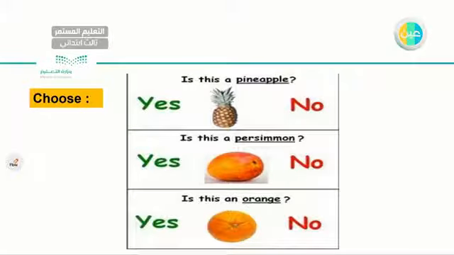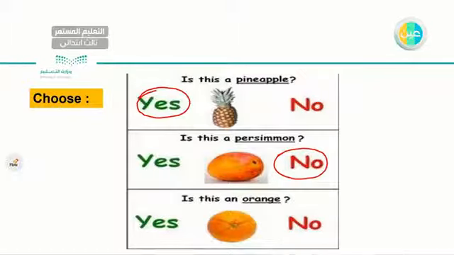Number 1, or the first picture. Is this a pineapple? What do you think? The answer is yes. Very good. Yes, it is a pineapple. The next one I have, is this a persimmon? I don't think so, because it looks like a mango to me. So the answer is no. Very good.